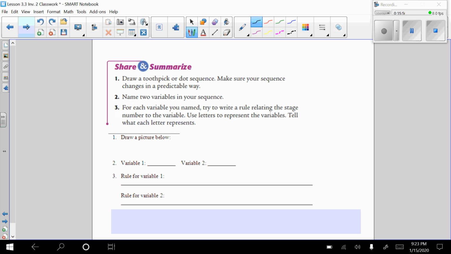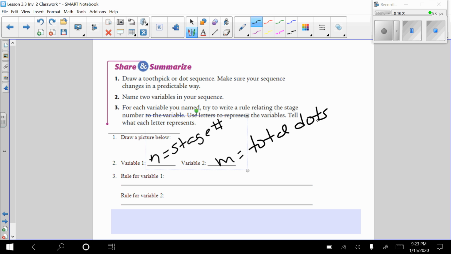Now, draw a toothpick or a dot sequence. Make your sequence change in a predictable way. Name 2 variables for your sequence. For each variable you named, try to write a rule relating the stage number to the variables. Use letters to represent the variables, but tell what the letters represent. Well, the first variable I'm going to have is n, which equals the stage number. The second variable I'm going to use is m, which is going to equal the total dots. I'm going to use dots for mine.